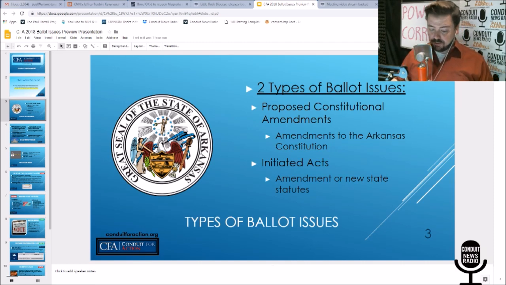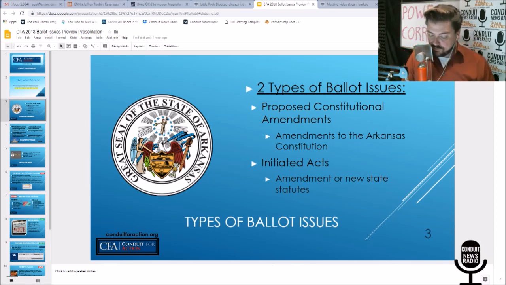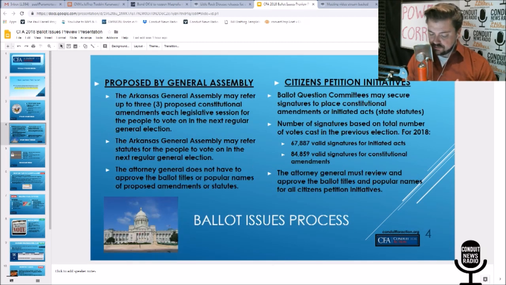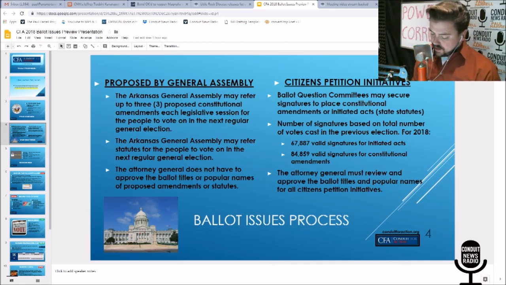You can have them proposed by the General Assembly, okay? So the Arkansas General Assembly may refer up to 3 proposed constitutional amendments each legislative session. And this is for us to vote on. The Arkansas General Assembly may refer statutes for the people to vote on in the next regular general election. The Attorney General, this is key, does not have to approve the ballot titles or popular names of the proposed amendments or statutes, okay? Then you can have citizen petition initiatives, which we've seen a lot of recently.